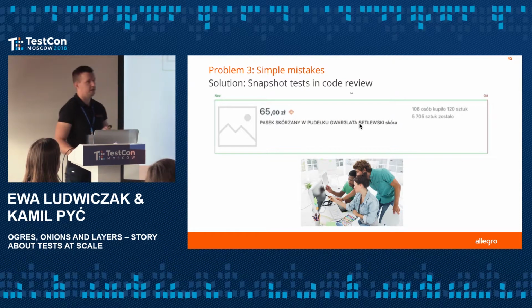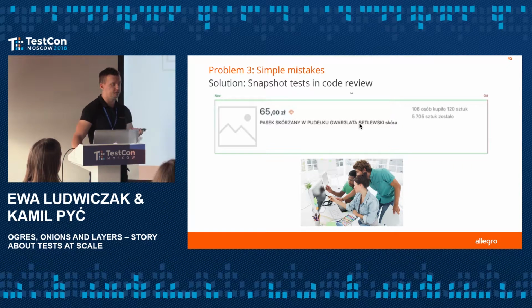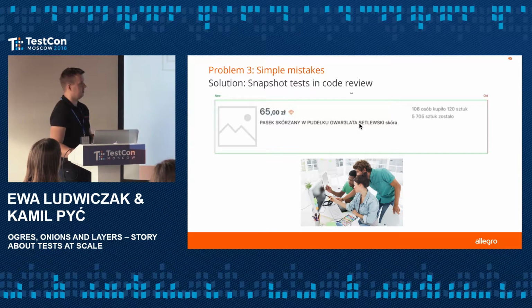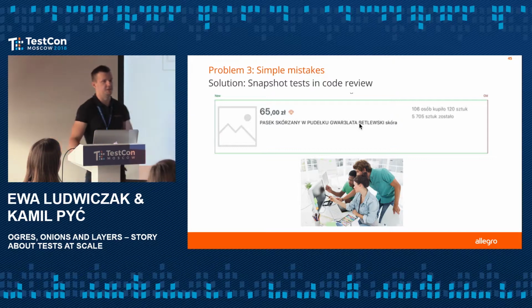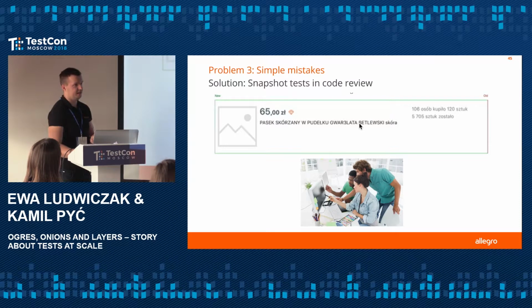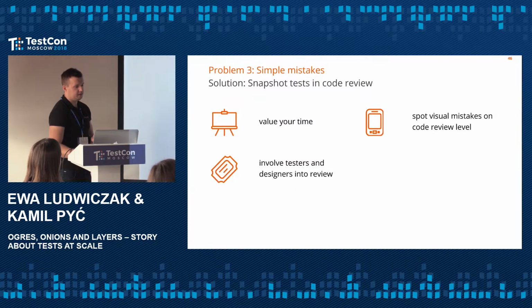You can have more than one image for one view. For example, we have a lot of them for different font sizes and different device screen sizes. And now, no special knowledge is required to perform code review. In our case, even a graphic designer can join. He has the most knowledge about the UI and can spot the mistakes at the code review level.